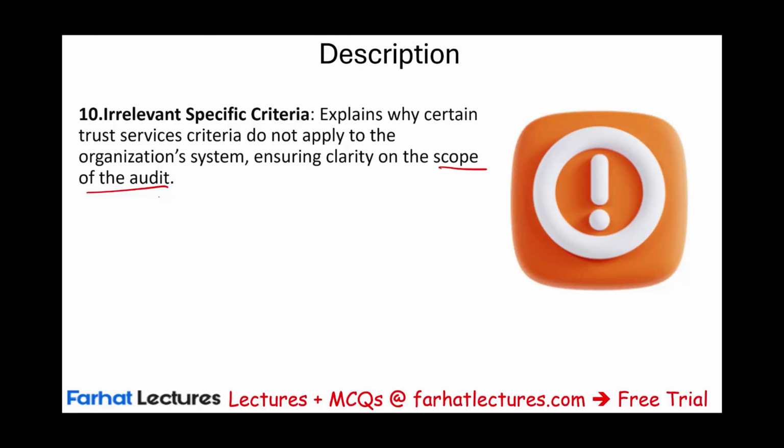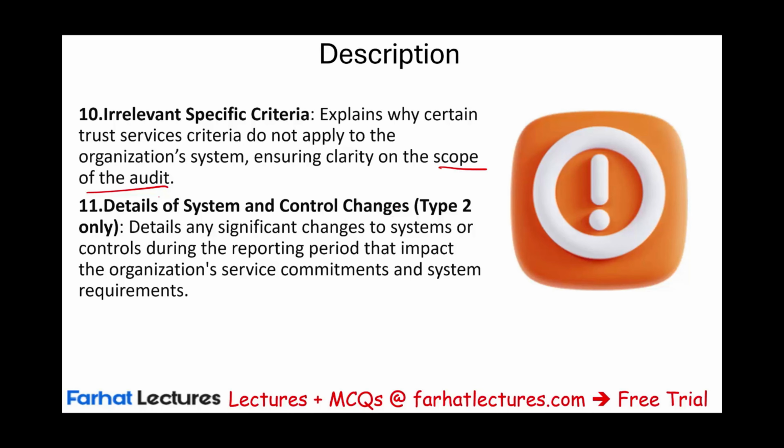And we should include details of system and control changes, which is Type 2, a Type 2 engagement. It details any significant changes to systems or controls during the reporting period, because remember, Type 2 is for a reporting period, that impact the organization's service commitments and system requirements. So those are the basic components that you might see in a SOC 2 description. Are these the only ones? I would say those are the ones most likely you will be responsible for.